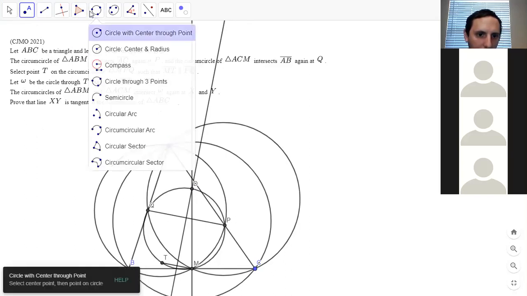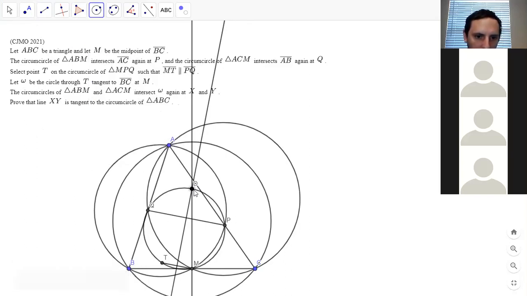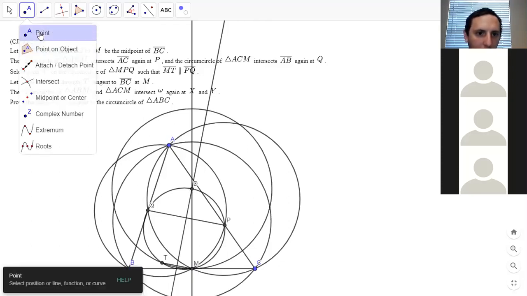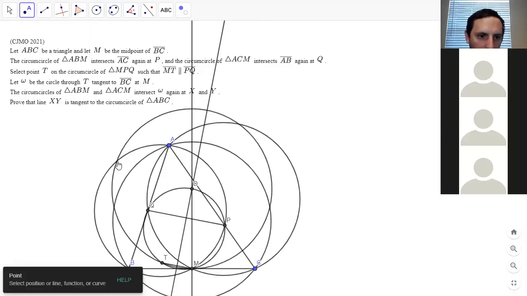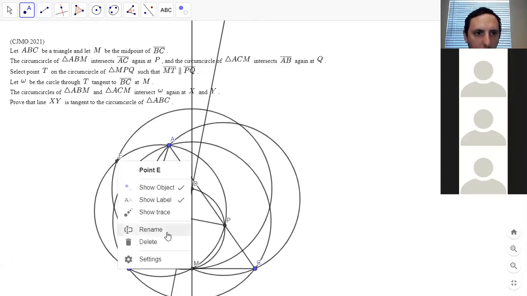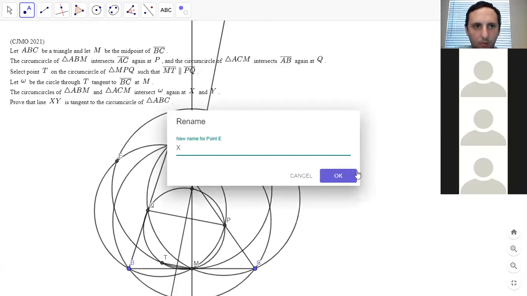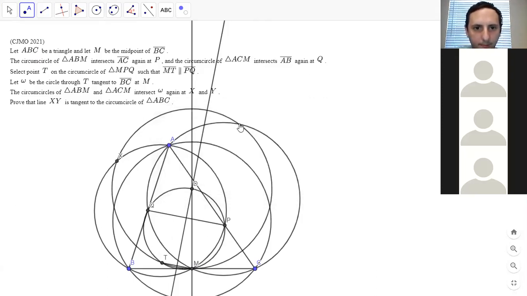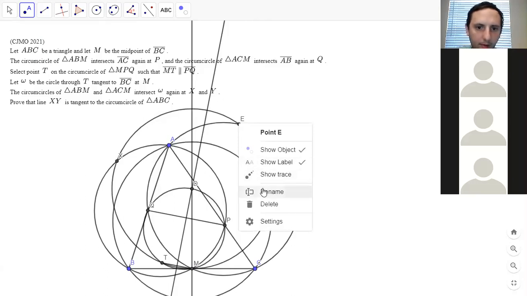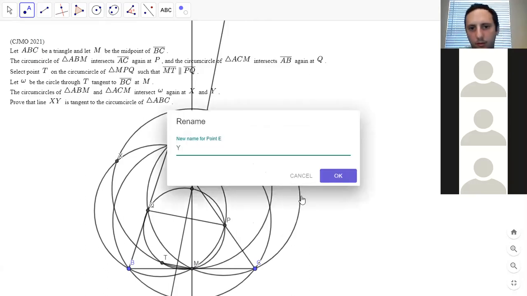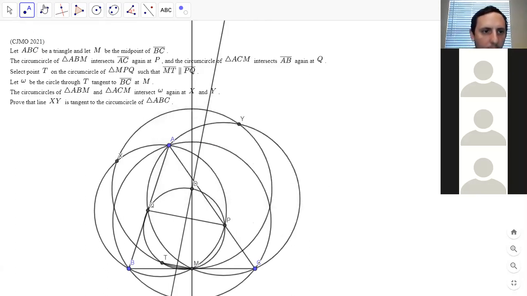And this is the circle. Okay, and then this is X and that's Y. So X is where ABM meets it, and Y is this other point. And maybe X, A, and Y are collinear. So we'll see. That seems very likely, yes.